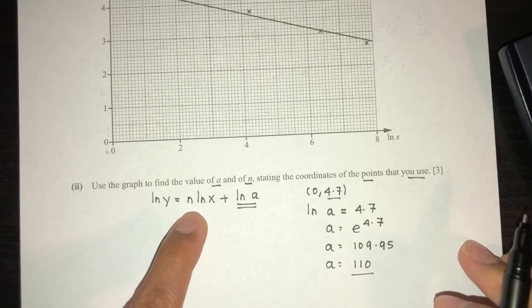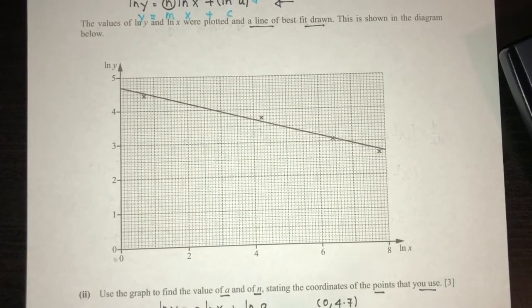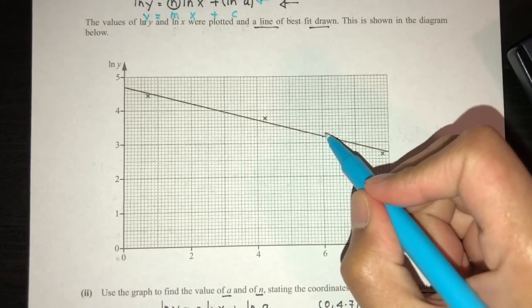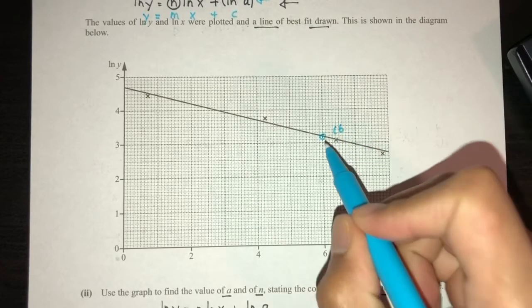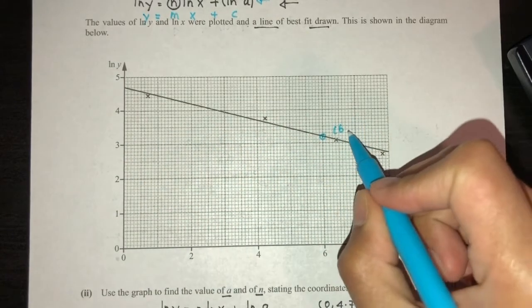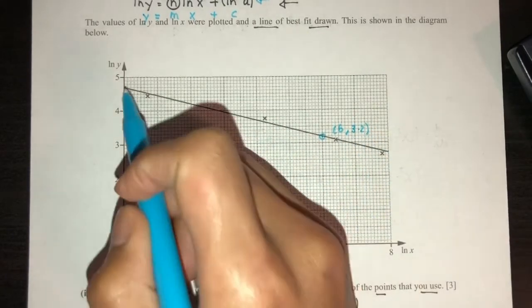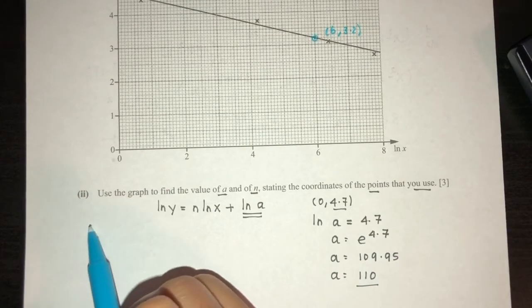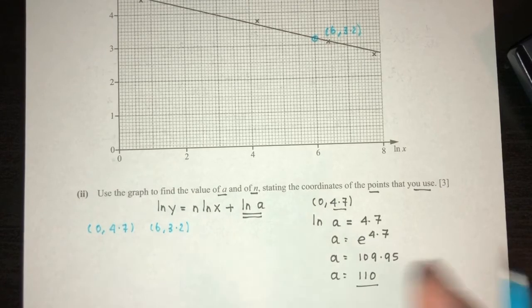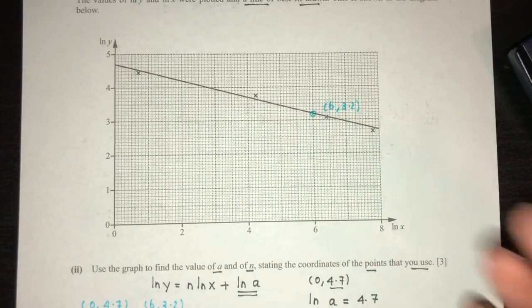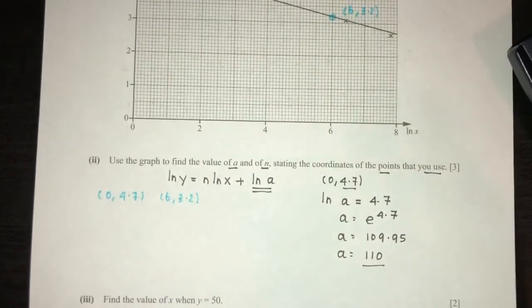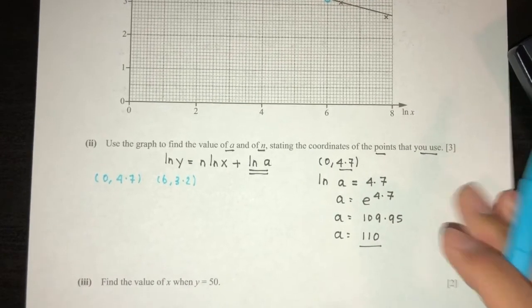Now let's find the value of n, which is your gradient. So we have to choose 2 points on the graph. So the first point we can choose is this point, which is 6, and this is the point 3.2. And we can choose this one as well. So we choose 2 points, which is 0, 4.7, and 6, 3.2. Now, you can choose any point you want to choose. You don't need to copy me. You can choose this point and that point. It is up to you. It is your choice, but you have to show which point you choose, okay?